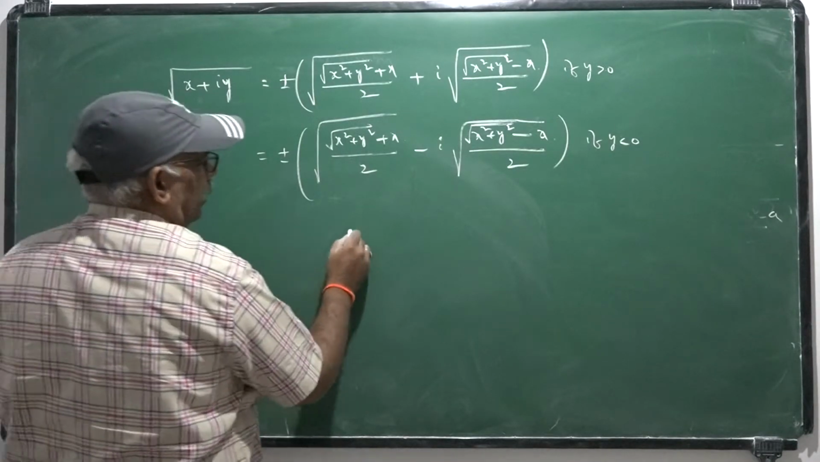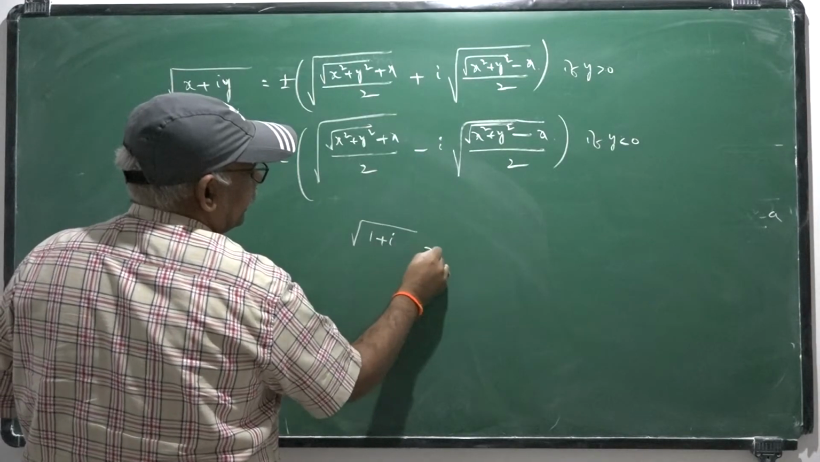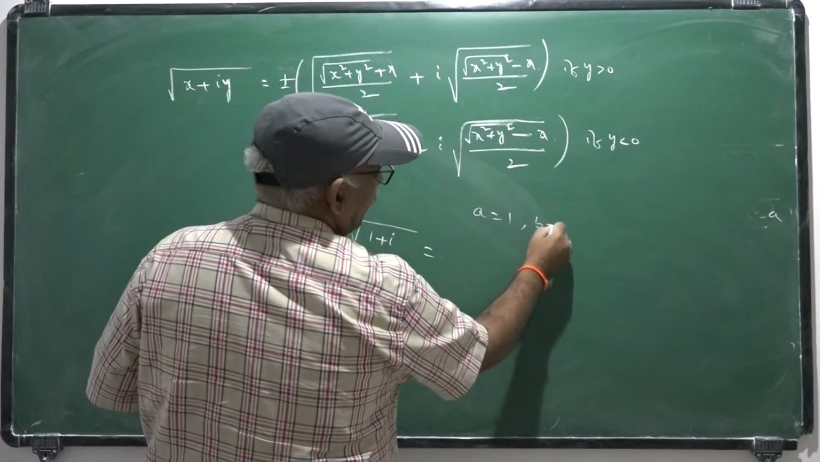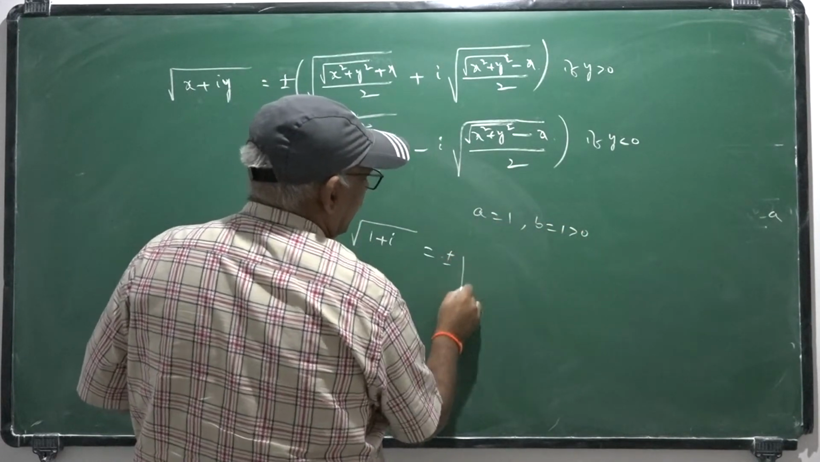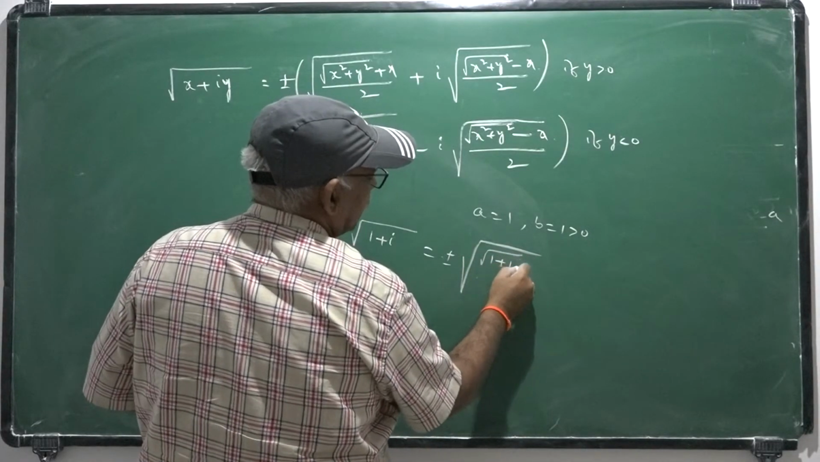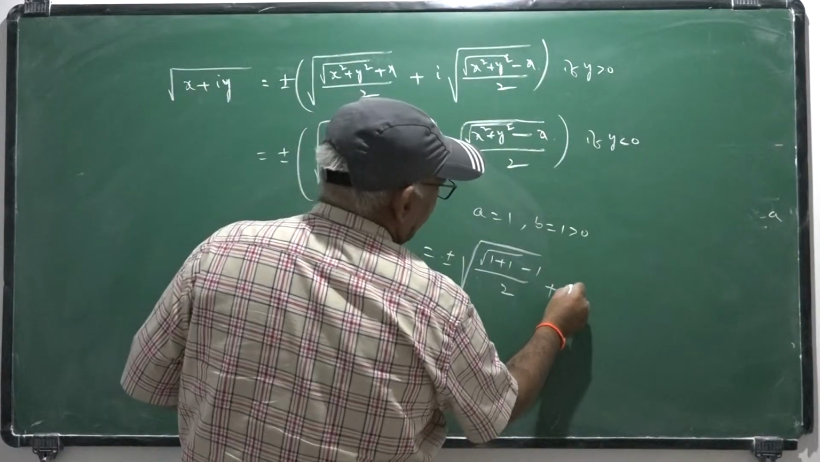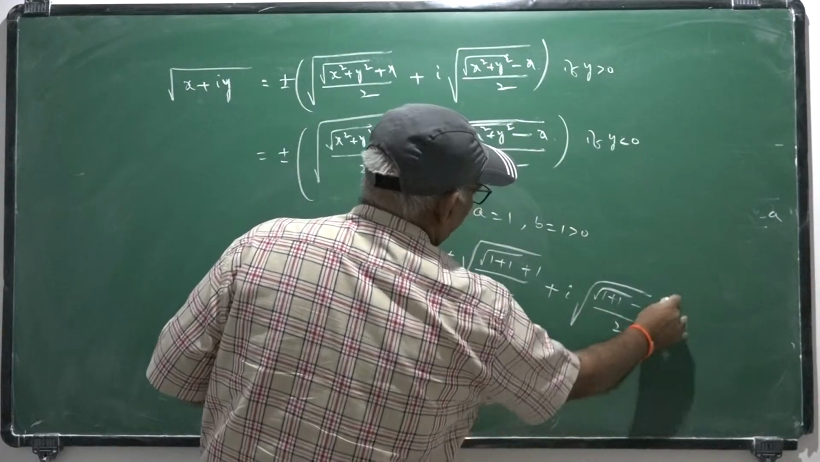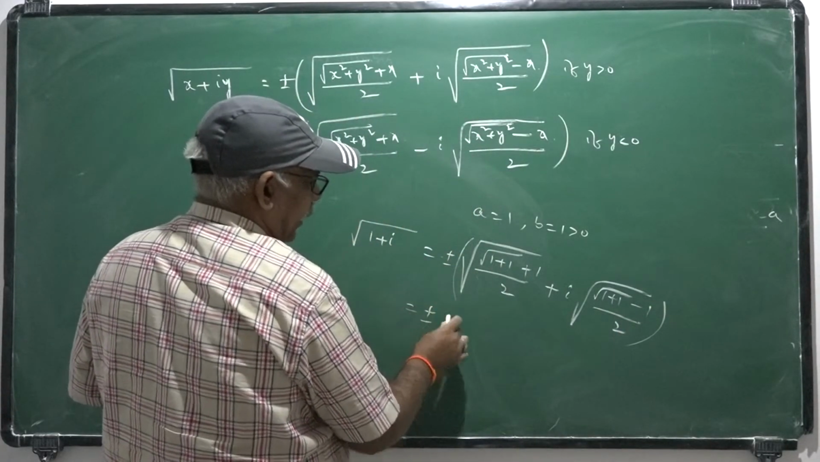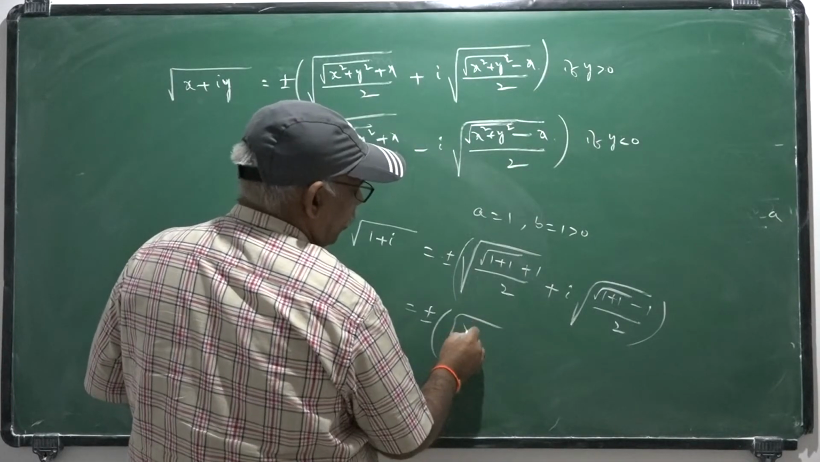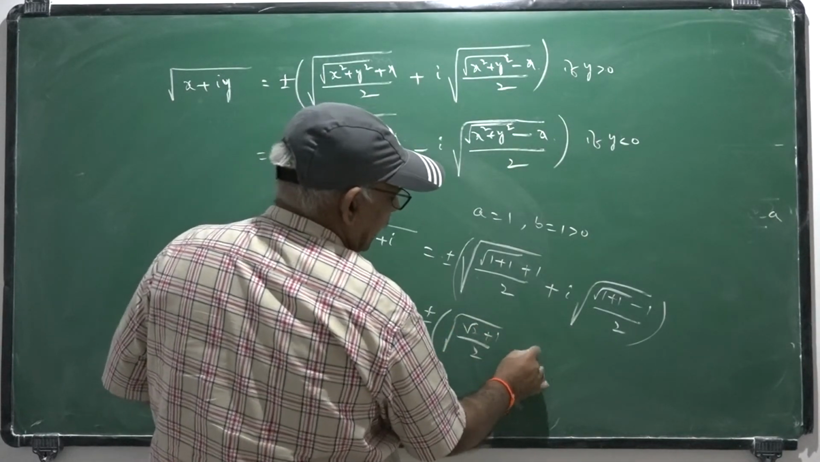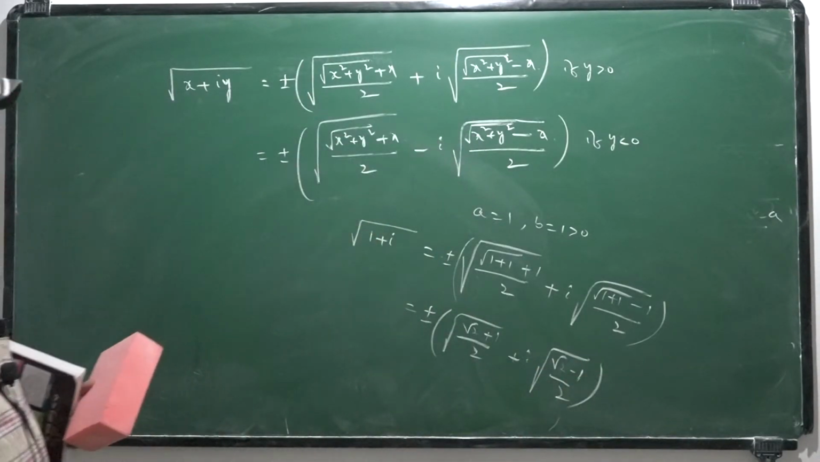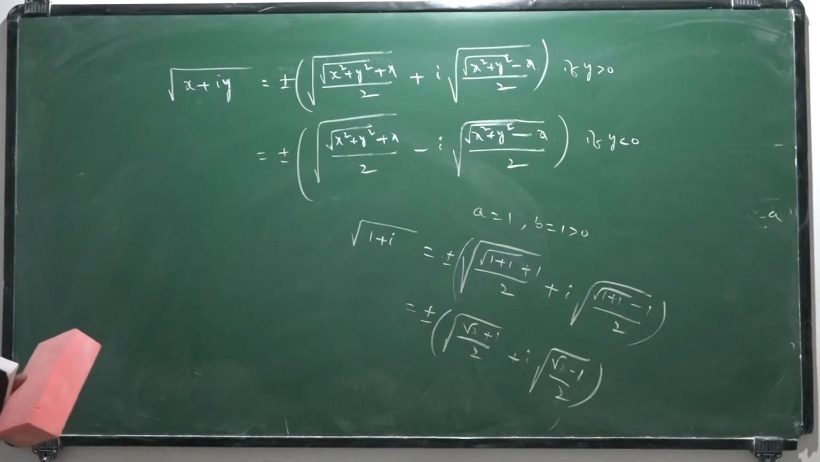Suppose, for example, let us consider the square root of 1 plus i. Here a equals 1 and b equals 1, positive. So, plus or minus square root of (root over 1 plus 1, plus 1) by 2 plus i into square root of (root over 1 plus 1, minus 1) by 2, that is plus or minus square root of (root 2 plus 1) by 2 plus i into square root of (root 2 minus 1) by 2. That is the square root of 1 plus i.